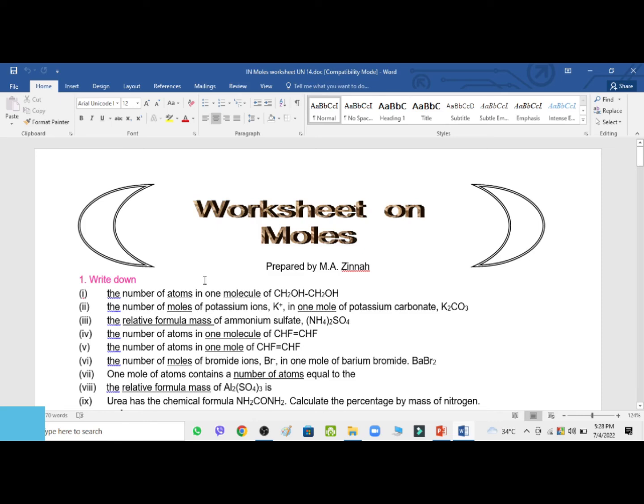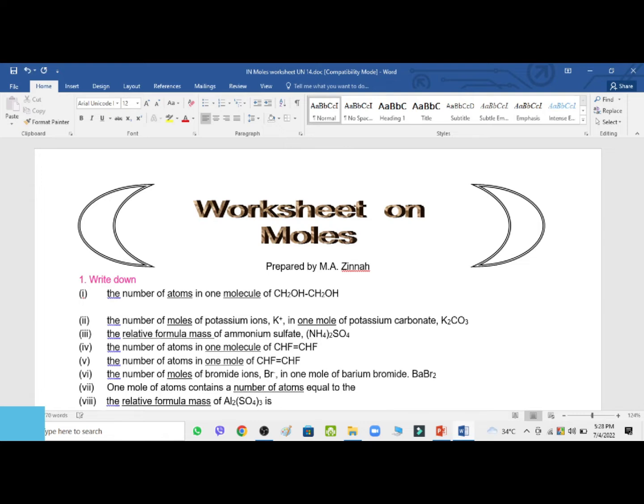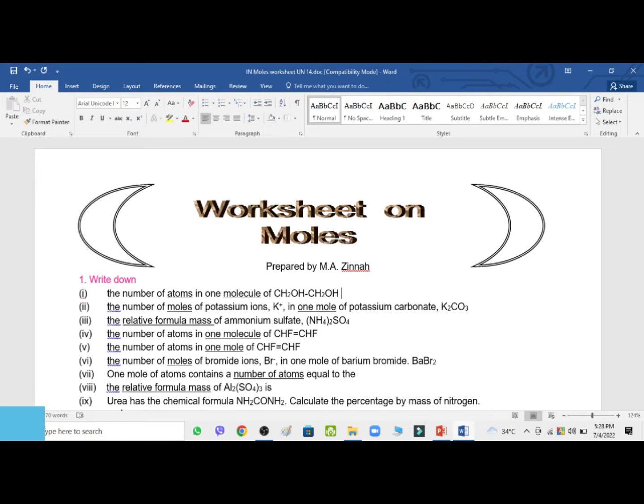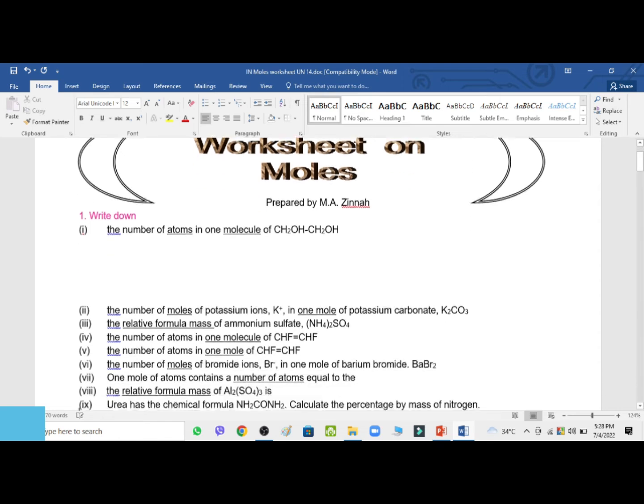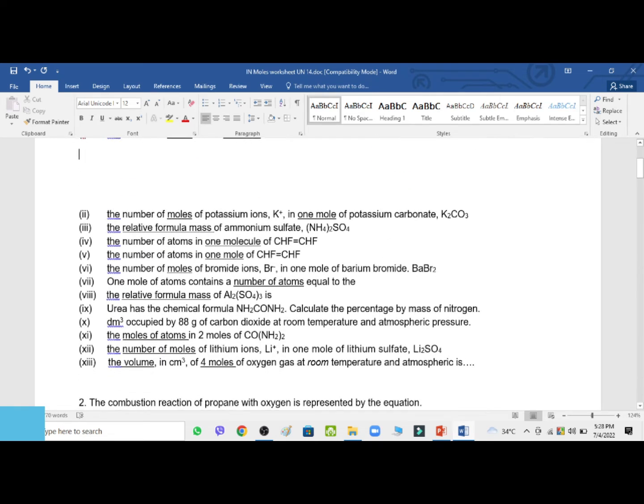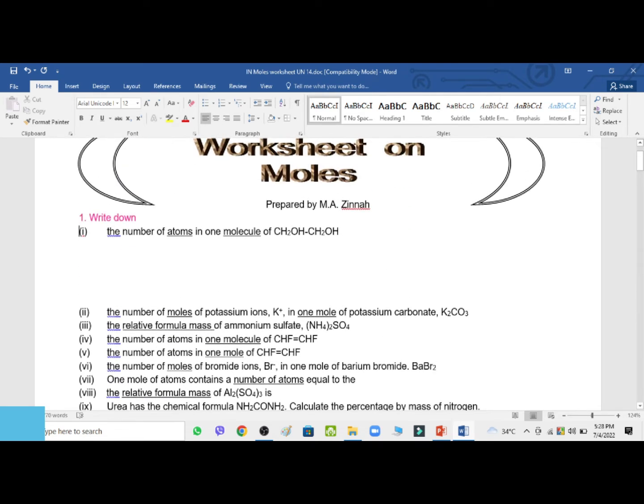Hello, this is our worksheet on moles, and moles are somewhat mathematical with the concept of the mole. So we want to solve this worksheet here. First, question number one, short questions. See the first one.